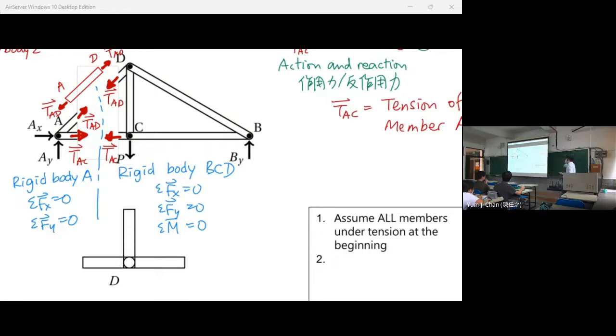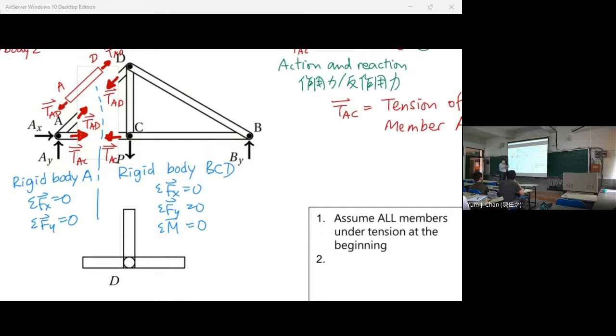We look at rigid body A. Your classmate has said it right that this is essentially one point, point A. So for point A in equilibrium, we have summation Fx equal to 0 and summation Fy equal to 0. This is only one point.